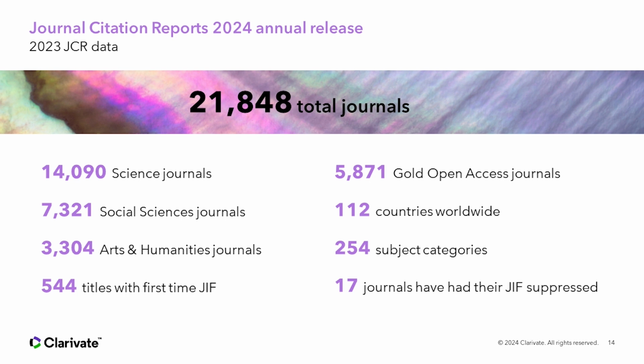Out of these 21,000, almost 6,000 journals are in gold open access. And as I mentioned earlier, 17 journals had their journal impact factor suppressed because of anomalous citation activity, such as an extremely high degree of journal-to-journal self-citation. This is something that we monitor. Each of them will still be eligible to get in next year, depending on discussions with our editorial relations.